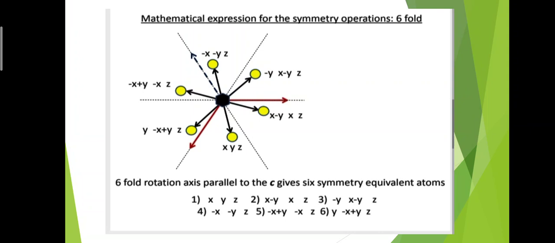Mathematical expressions for the symmetry operation six-fold. A six-fold rotation axis parallel to C gives six symmetry equivalent atoms: x y z, minus y x minus y z, minus x plus y minus x z, minus x minus y z, y minus x plus y z, and x minus y x z.